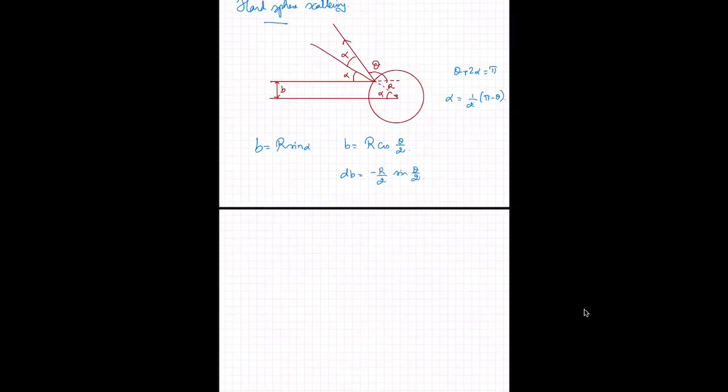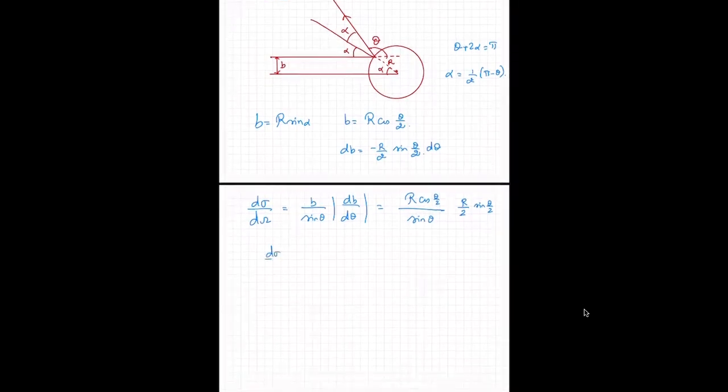Right? So in this case, the relation between d sigma and d omega is actually very easy to determine. D sigma over d omega is basically b over sine theta times mod db over d theta, which in this case becomes R cosine theta over 2 divided by sine theta, and db d theta is of course R over 2 sine theta over 2. So put everything together and you actually get d sigma over d omega in this case is just R square over 4.